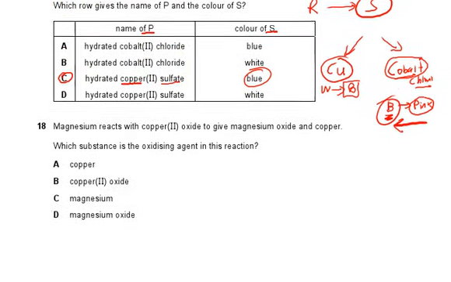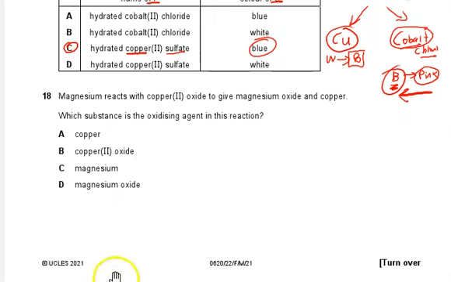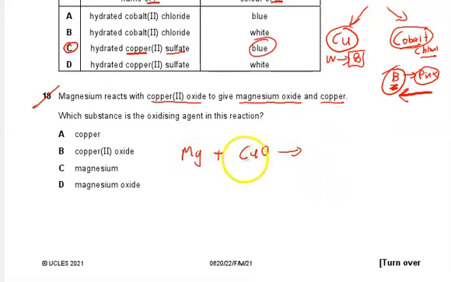Now let us look at number 18. Magnesium reacts with copper oxide to give magnesium oxide and also copper. So it's magnesium plus copper oxide. Magnesium is much more reactive than copper, so it will displace the copper and form magnesium oxide. This we call a displacement reaction.